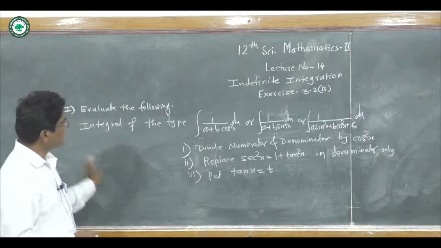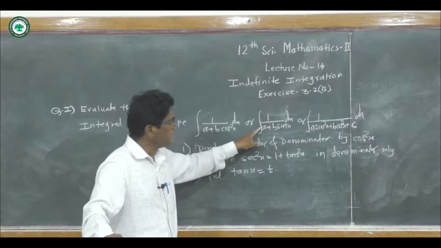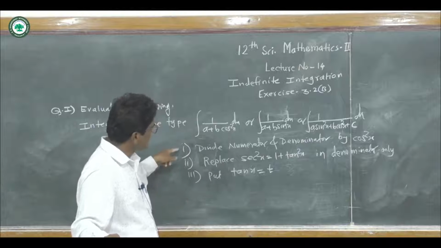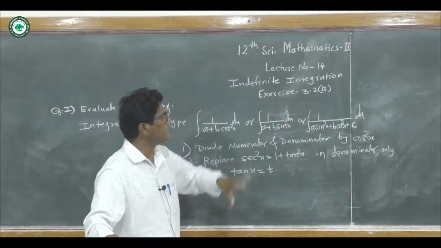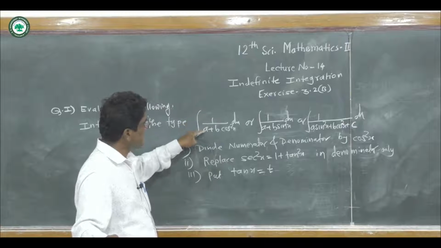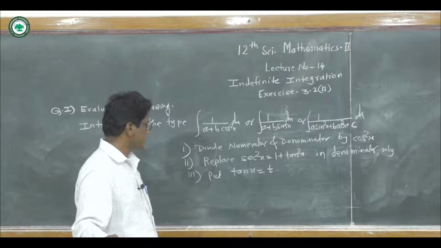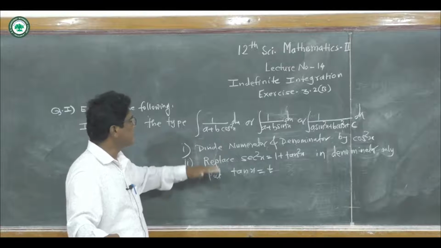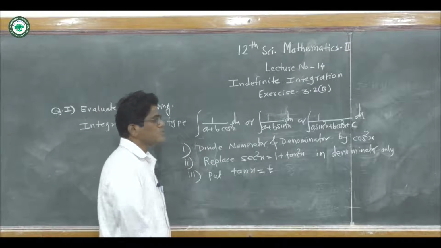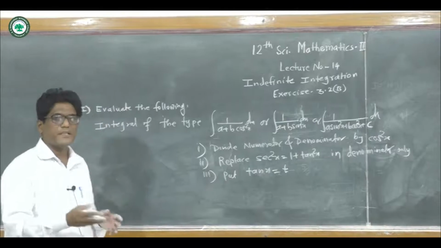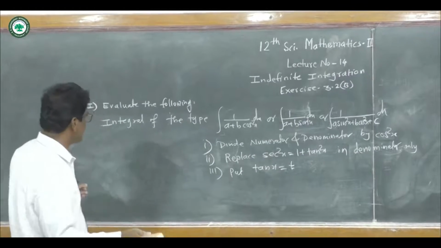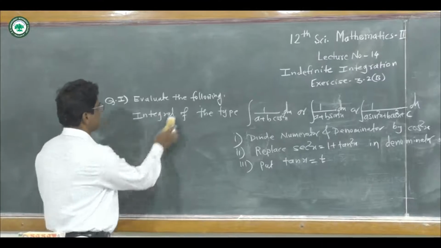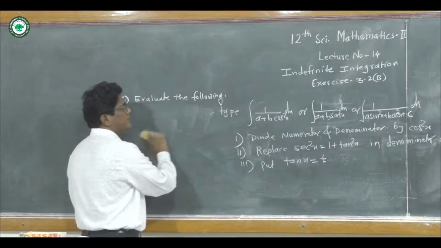So what is the type here? If such a type of problem is asked in the exam, we have to follow these three steps. In the first step, divide numerator and denominator by cos square x. Replace sec square x with 1 plus tan square x in the denominator only, and then put tan x equal to t and solve the problem. That problem will be converted into a standard formula. Now take the screenshot. Now we see the next problem, problem number 18. Question number first, as it is: evaluate the following.